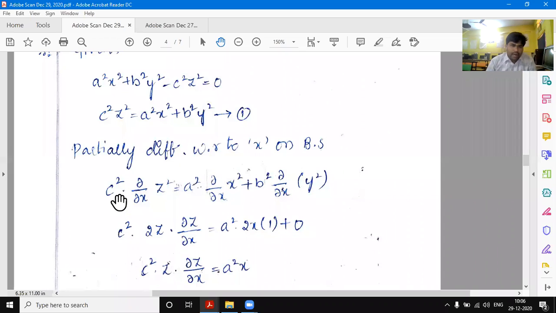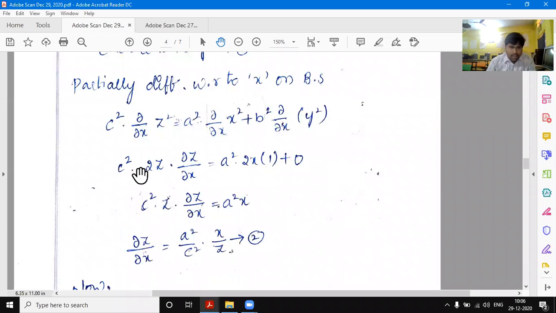So here, c square into dou by dou x into z square is equal to a square into dou by dou x into x square plus b square into dou by dou x into y square. So c square into z square differentiation is 2z into dou z by dou x, equal to a square into 2x. Differentiation of x square is 2x, plus b square dou by dou x into y square.